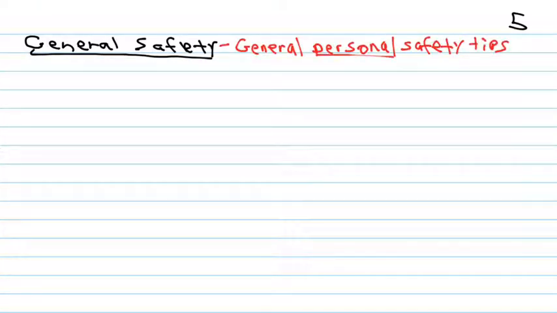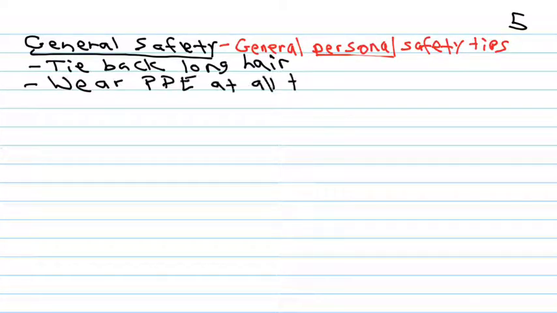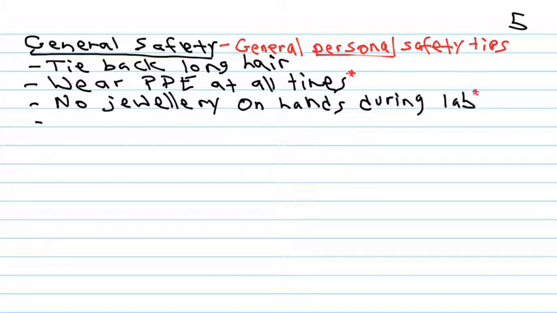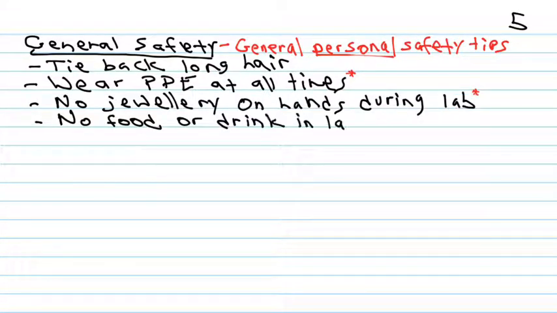After the MSDS, you're going to want to have general safety. This is going to be personal to each person, right? So some common tips would be tie back long hair, wear PPE at all times, no jewelry, so take off your rings, your watches during lab, and of course no food or drink. The ones that I have starred, those are the ones that I'm going to be using because obviously I don't have long hair. So I don't have to worry about tying back long hair, but if you do have long hair, feel free to include that.